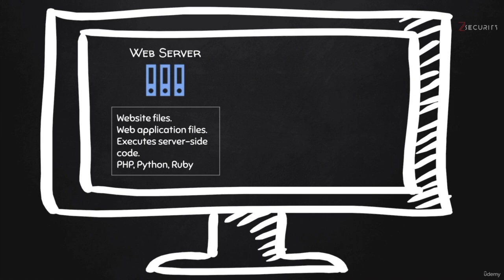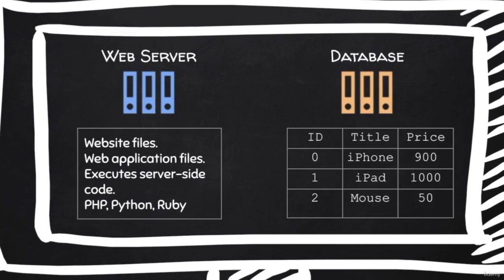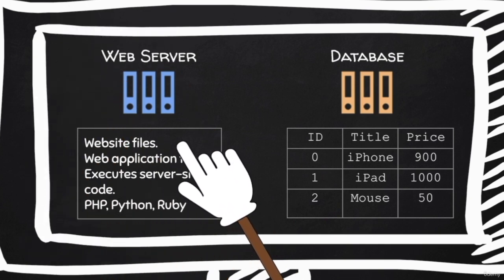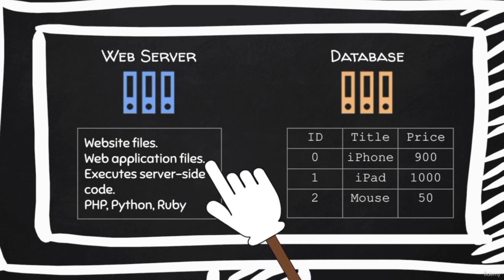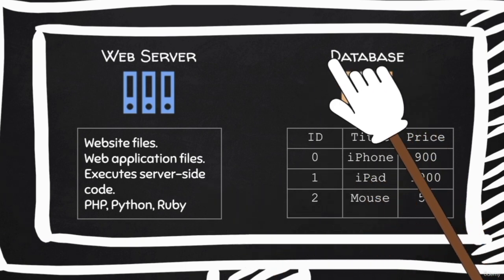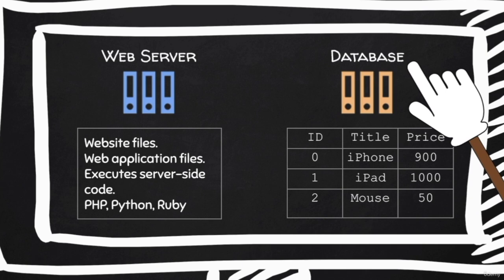Now, another very common component of a website is the database. So the web server contains the files like images, styling files, HTML files. These are all just used to display the website, to render the website. And then you have the web application files, which is the ones run on the server side to process data. But the data is usually stored in a different application, which is called a database.